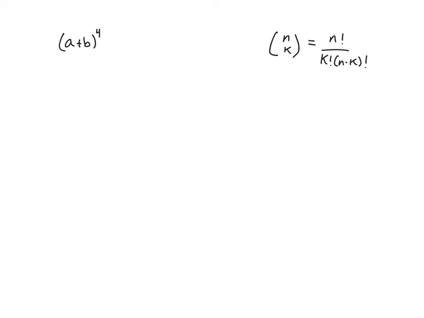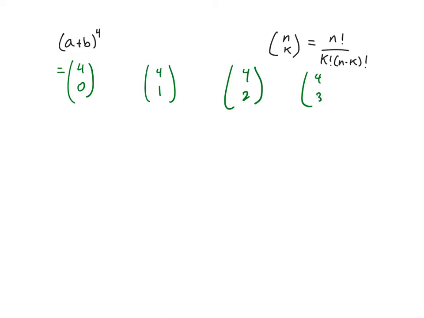Okay, so for example, in this case, I'm going to have 4 choose 0. That's the first one. Then my second one is going to be 4 choose 1, and so on. I'm going to be ascending on the k value, right? So 4 choose 3, and the last one is 4 choose 4, right?